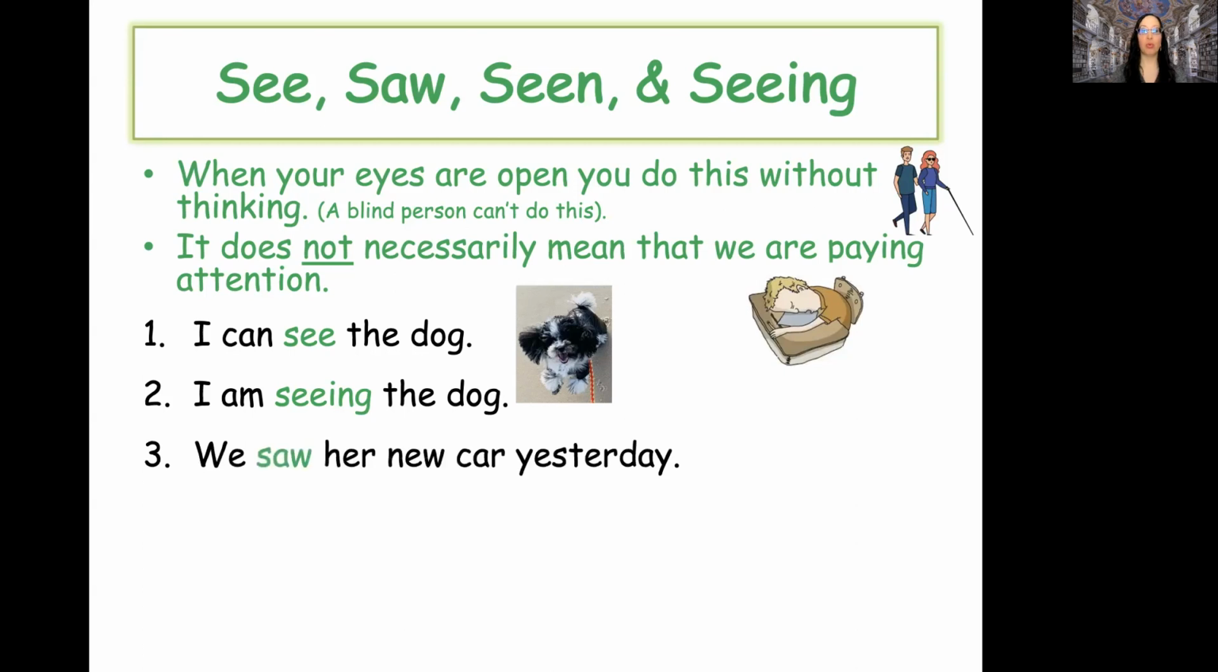We saw her new car yesterday. Hooray! We did it yesterday. Remember, saw is the past tense. Okay, so remember your yesterday, your frequency.